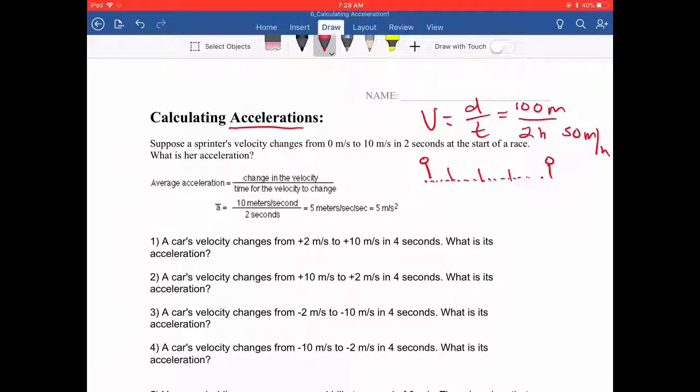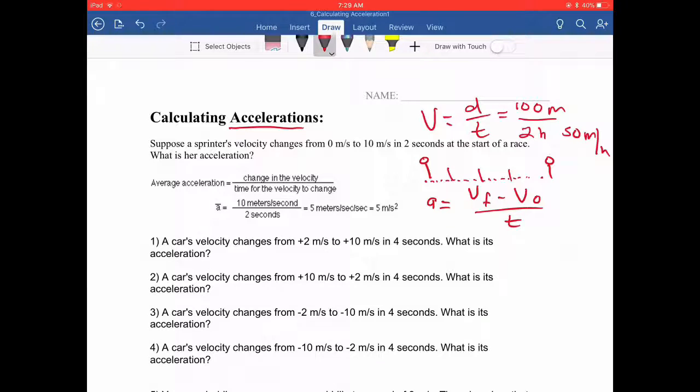So the formula says it's the change in velocity over the time for that change. The way we're going to use it will be acceleration equals the final velocity, wherever we are at the end of the time period we're talking about, minus the original velocity, divided by time. You might want to write that formula down because that's what we're going to use for this whole page. So let's try some examples here.